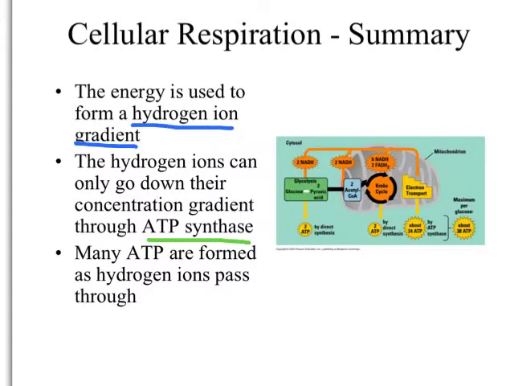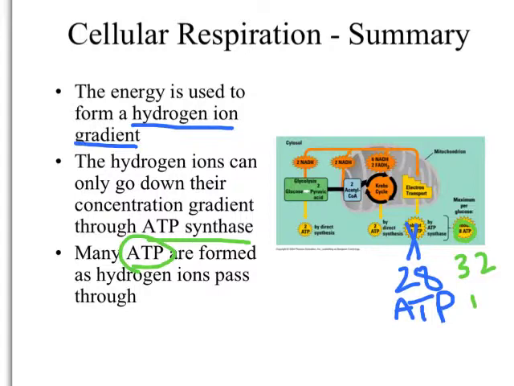And as they do that, the energy from going from high concentration to low concentration is harnessed, and we get lots of ATP being made. In fact, we get about 28 ATP molecules being made. And so in the end, we've got about 32 ATP molecules being made in total. So that is per glucose molecule.